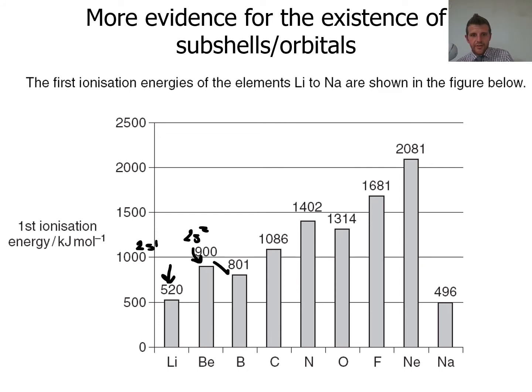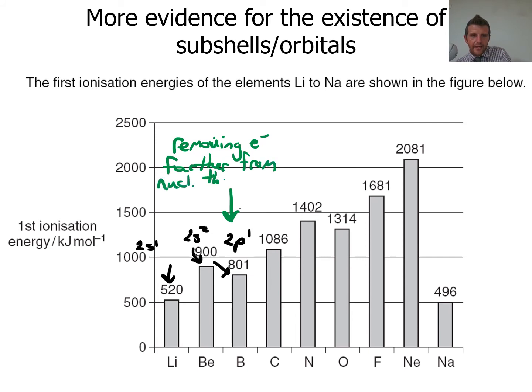Next up, we're going to see a decrease, and that's because what we have here is 2p1. We have an orbital, and we're going to be removing an electron farther from the nucleus than the 2s, therefore less energy needed. And that's what describes this downfall.